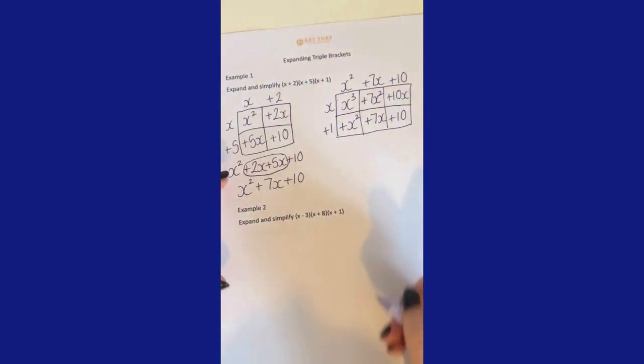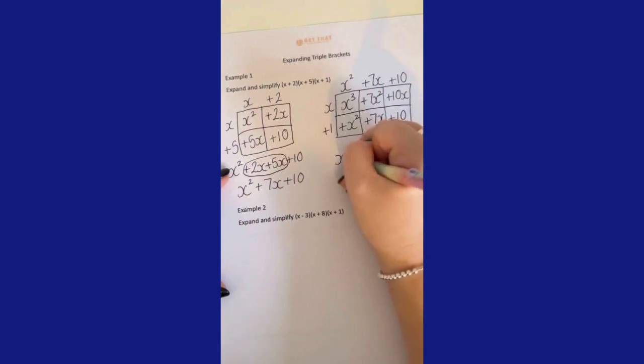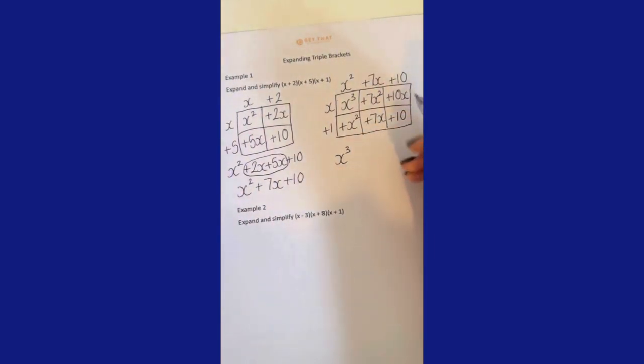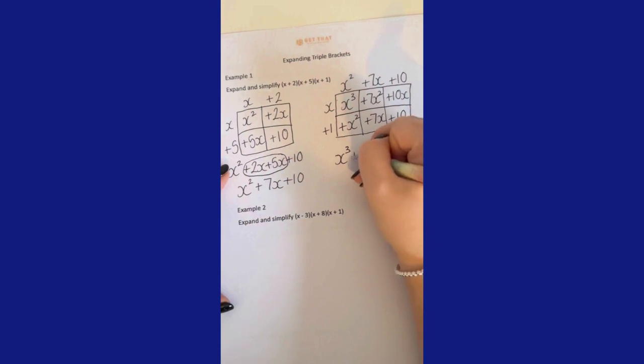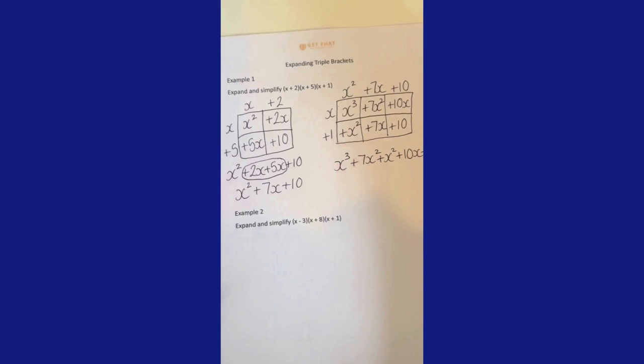What I can then do is write all of this out. I write my x cubed first. What I would then do, rather than going across like this, is write my x squareds together because I know I'm going to collect those. So I'm going to put plus 7x squared and plus x squared. If you want to, you can cross out in the table to show which you've already written down. Then I'm going to write my x's, so plus 10x plus 7x, and then I've got a plus 10 on the end. Then what I need to do is collect my like terms.